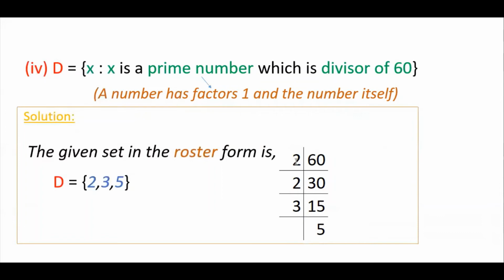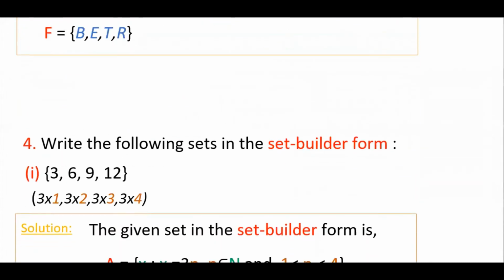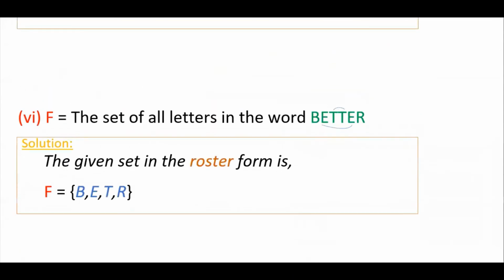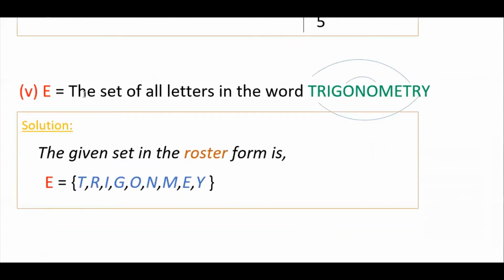So first prime factorize 60 by the prime numbers. First start with 2. 2 30s are 60 and 2 15s are 30. 3 5s are 15. So here you are getting 2, 2, 3, 5. But the elements in the set you have to write only one time. You should not repeat that. So 2 you have to write only one time. So the given set B in the roster form is 2, 3, 5. And next one is this one. Fifth one.